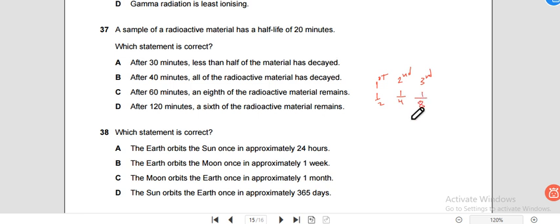Okay, so this is a correct answer, and we can memorize the relation 1 over 2 to the power n to know what fraction of the material remains. So if it is 3 half-lives, it is 1 over 2 to the power 3, which is 1 over 8. If it is 2, it is 1 over 4, like the case here, 1 over 4 of the material remains, so not all of it decayed.